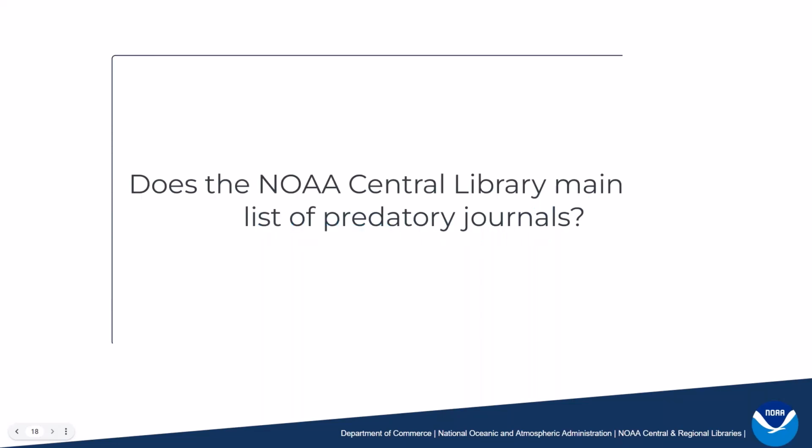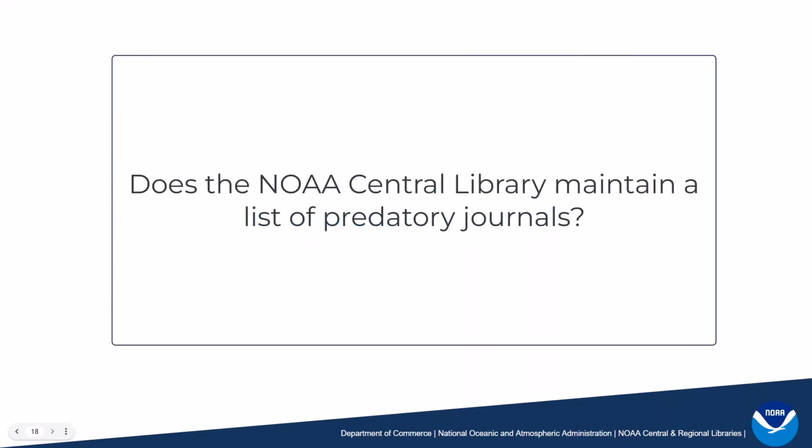So first question is, many junior staff experience tremendous pressure to publish and lack the experience to identify predatory publishers. Does NOAA Central Library maintain a list of predatory journals? Great question. We don't necessarily have a list. However, we do have a tool called, is it Cabells or Cobbles? I'm not quite sure how to pronounce it, but we have a tool. I'm going to go with Cobbles that you can use to sort of determine if something is predatory.